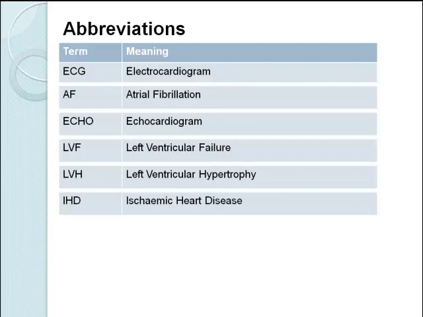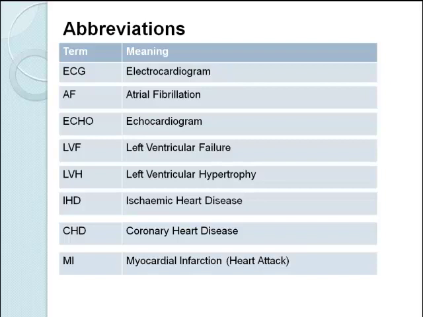IHD, ischemic heart disease. Ischemic, that word meant insufficient blood supply. So ischemic heart disease is a type of heart disease caused by a lack of blood supply to the heart. A classic example is angina, when patients get suffocating chest pain because literally they do not have enough oxygen getting to the tissue of the heart.